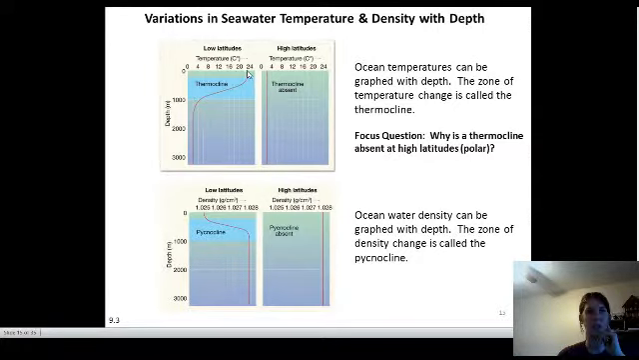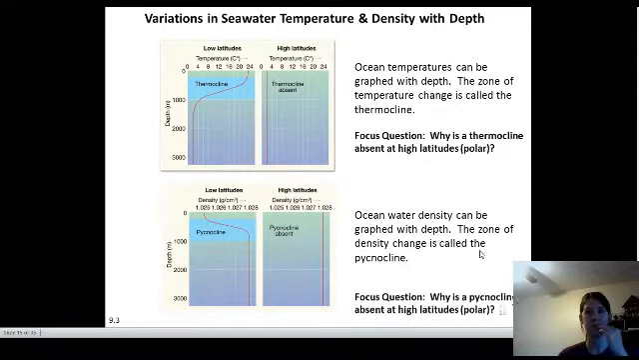Okay, so if you notice, we're starting with a surface temperature of about 22 degrees Celsius. When we're at the high latitudes, the polar regions, we're already at this extremely cold water temperature. So we don't have a thermocline here because there is no change in temperature with depth. You know, our water is uniformly just above freezing the entire way down.